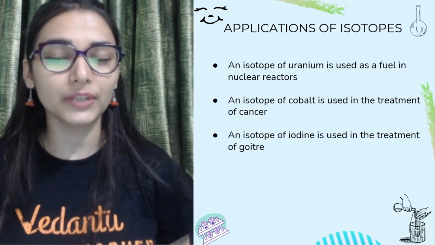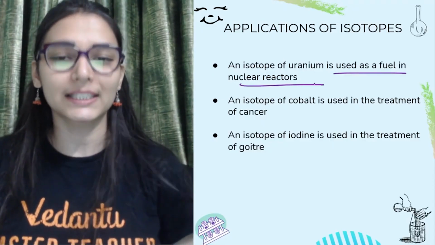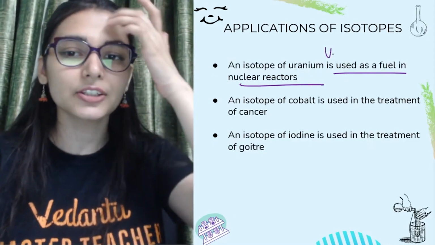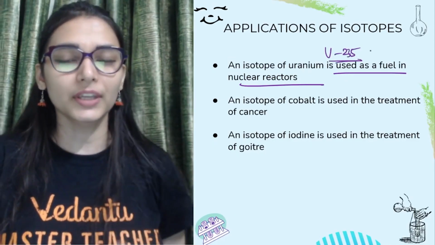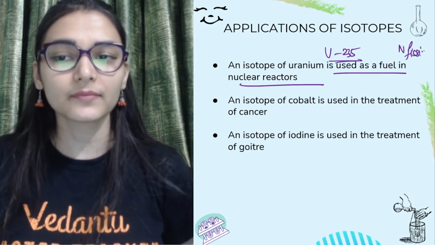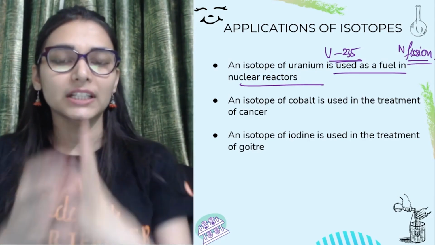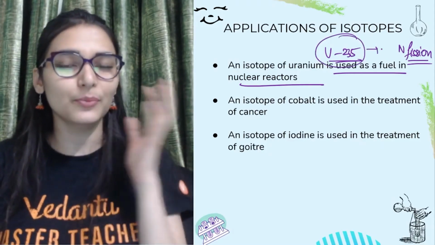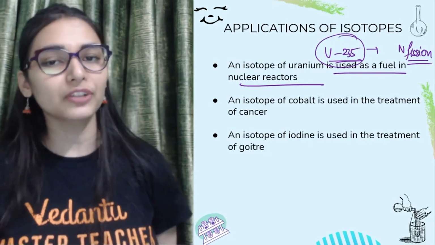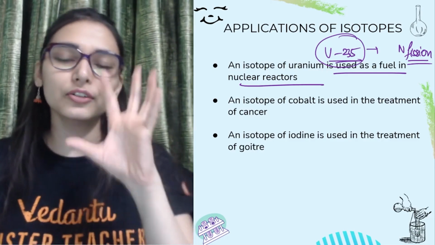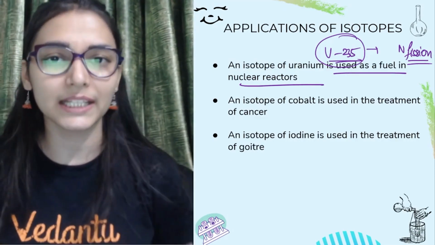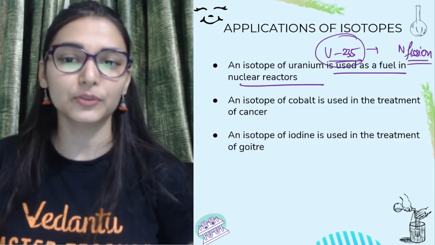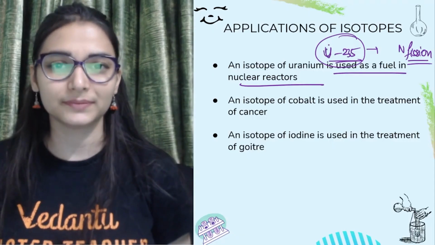So isotope of uranium is used as a fuel in nuclear reactors. ठीक है, यूरेनियम का आइसोटॉप is used as a fuel in nuclear reactor, uranium 235. Okay, nuclear fission reaction होता है, and then the energy, like basically uranium 235, it breaks down to smaller nuclei of krypton, barium, and large amount of energy. Some 3 neutrons are also released. So that energy we use to make basically electricity in thermal nuclear power plants. ठीक है, nuclear power plants में हम use करते हैं. So that is used as a fuel.